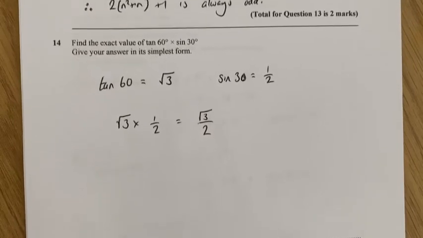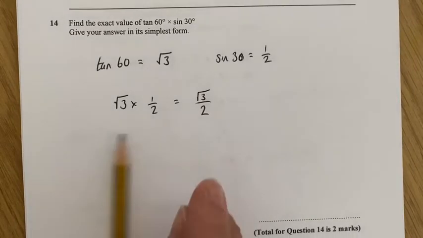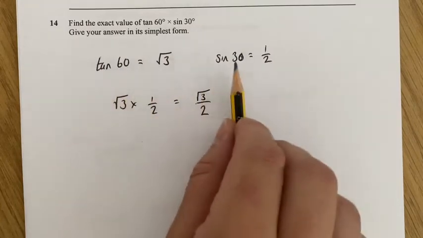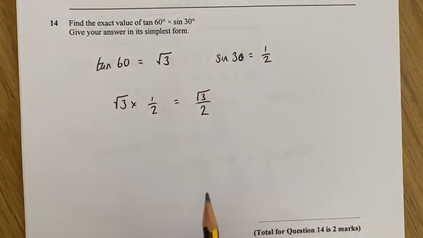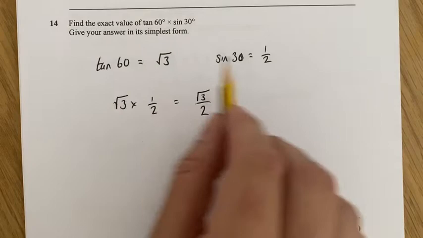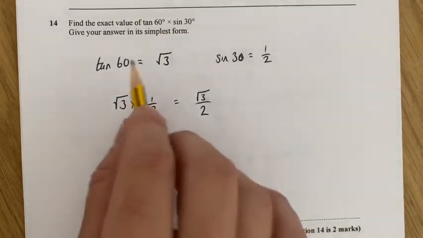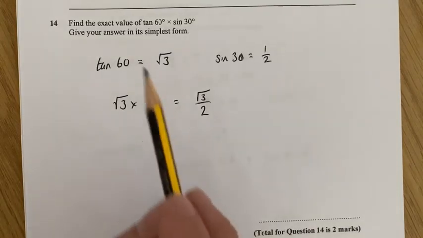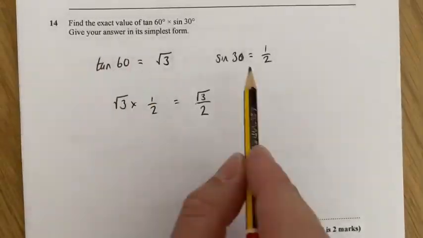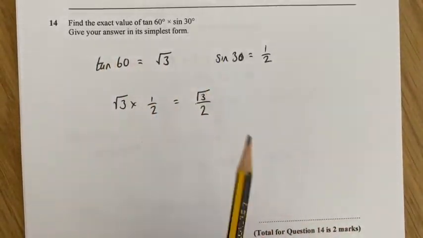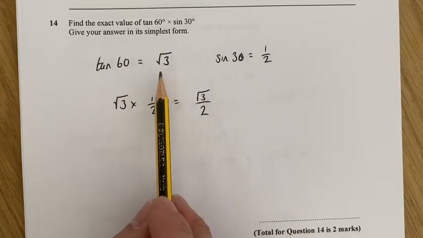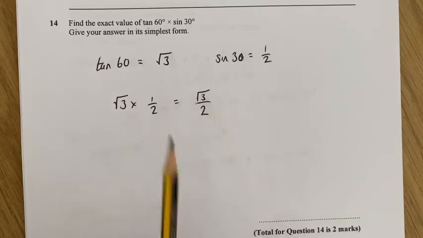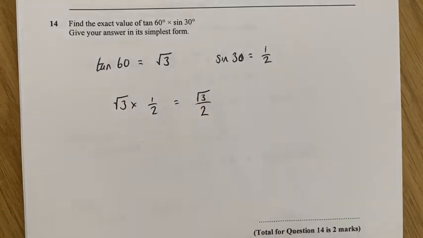Question 14, you have simply got to learn these exact values of trigonometry. Okay, now there's a few different ways you can do them. You need to find the method that your teacher may use and or learn a method and remember it. So tan 60 is root 3, sine 30 is a half, so it's root 3 times a half, which is just root 3 over 2.